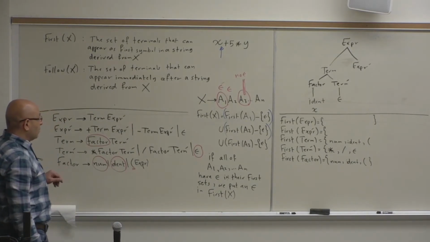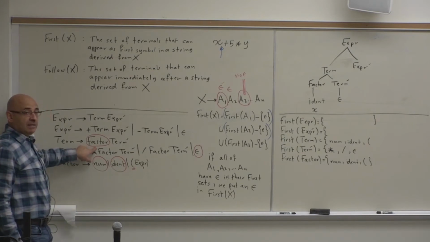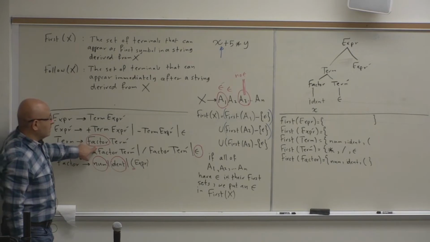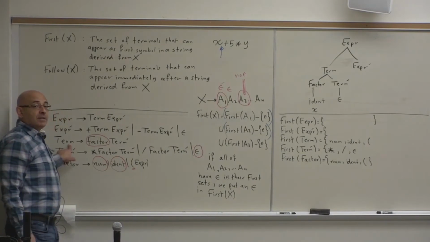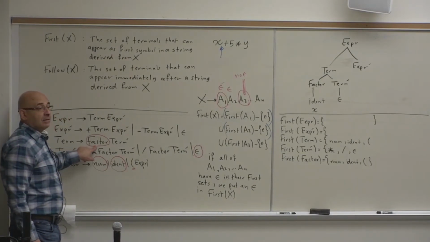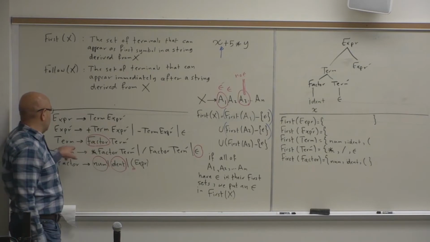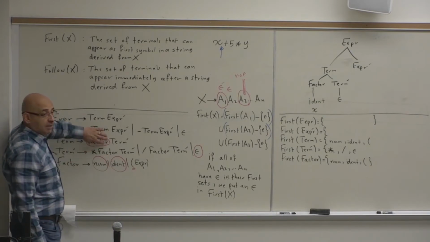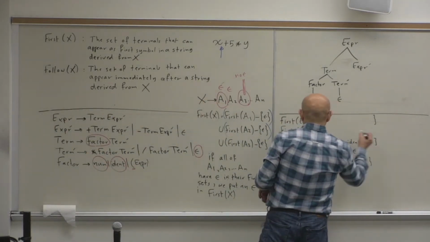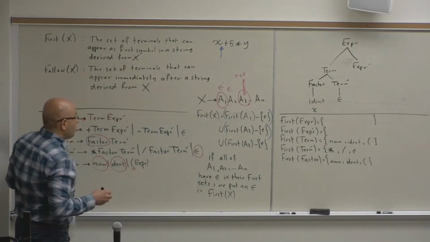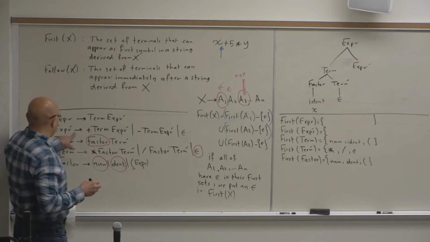Now the case that we are working on, which is term, is very easy. Does factor have an epsilon in its first set? No, factor does not have an epsilon in its first set. So this means that the first set of term is limited to the first set of factor. In other words, term prime will never be the first thing in a term, because factor cannot be replaced with an epsilon. Now, this is term. Now, what about expression prime?